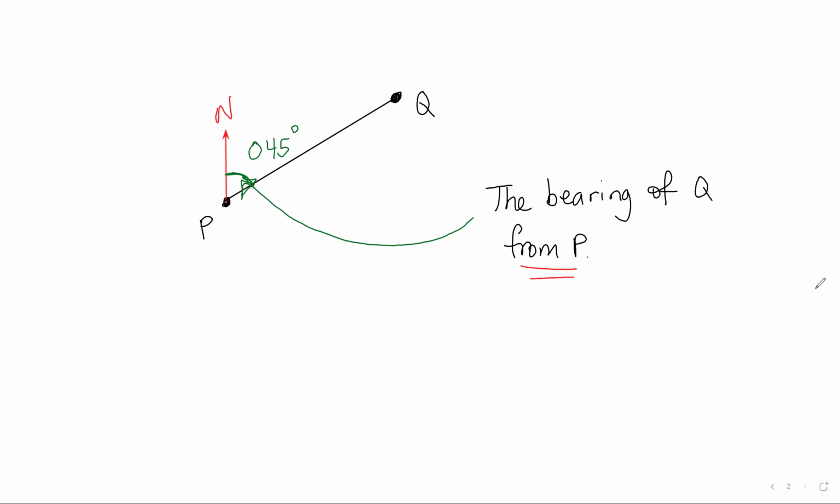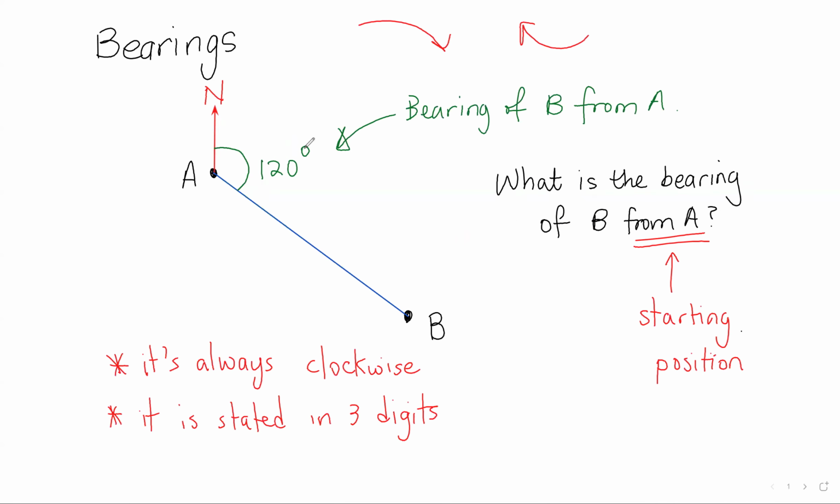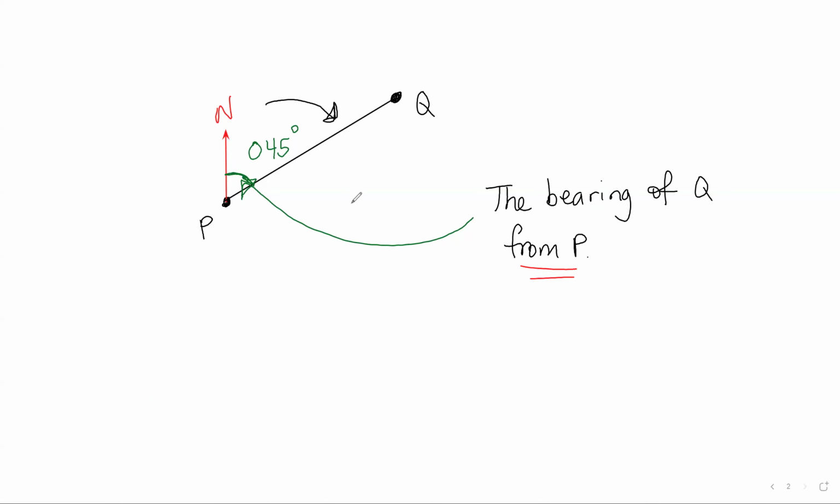So now, this is what I mean by the bearing being expressed using three digits. Let's now look at the clockwise nature of the bearing, right? So all of them are clockwise angles because this angle is in this direction, which is the clockwise direction. So was this one, right? But now let's look at something else.